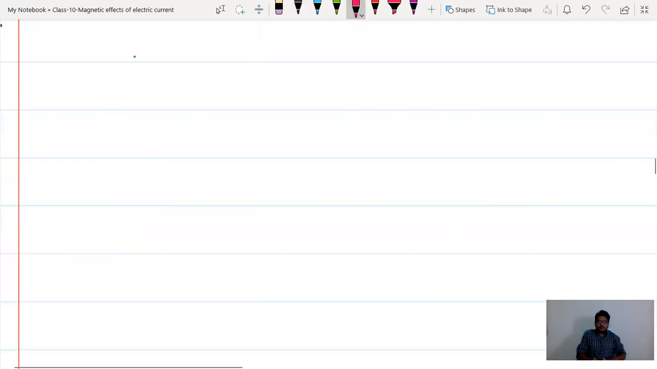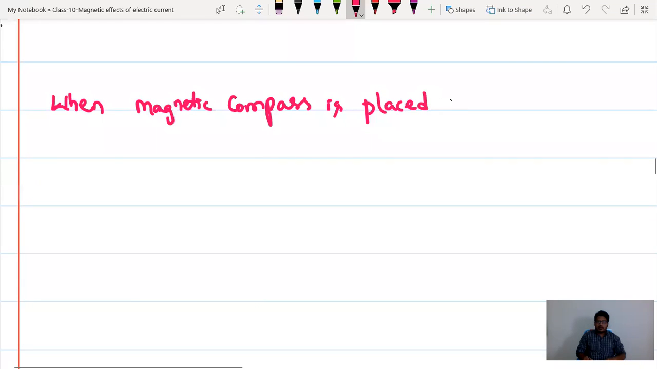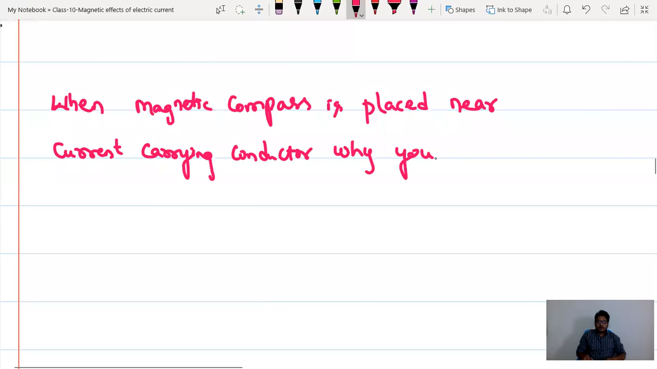Now the question is, when a magnetic compass is placed near a current carrying conductor, why can you observe deflection? So why can you observe deflection?